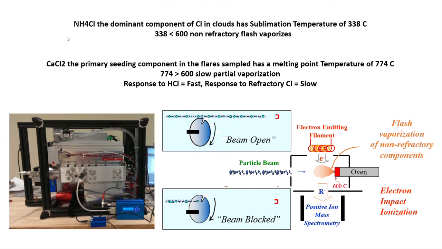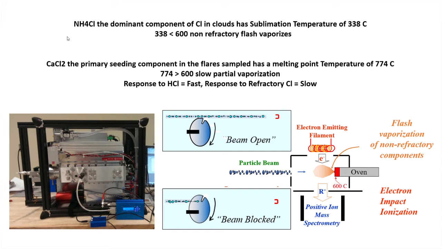So I've got a picture of the mini-AMS on the left here. Particles come into the instrument, get guided into a nice beam by the inlet lens. Then they go past a chopper, which can either be in an open, chopped, or blocked position. The particles then impact an oven, which is at 600 degrees Celsius. Anything that vaporizes below 600 will flash vaporize, such as ammonium chloride, which is a common source of chloride in clouds. That will flash vaporize. Then the gas phase molecules at that point interact with electrons coming off the filament. They become ions and they get guided into the TOF.